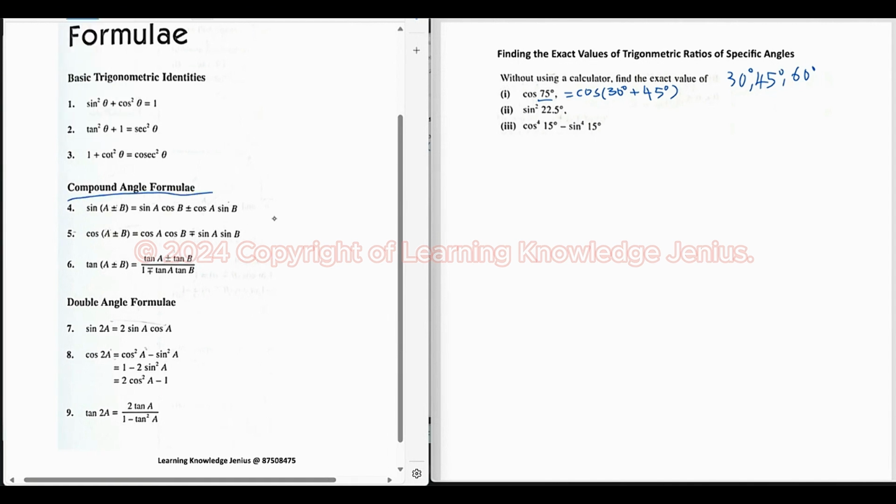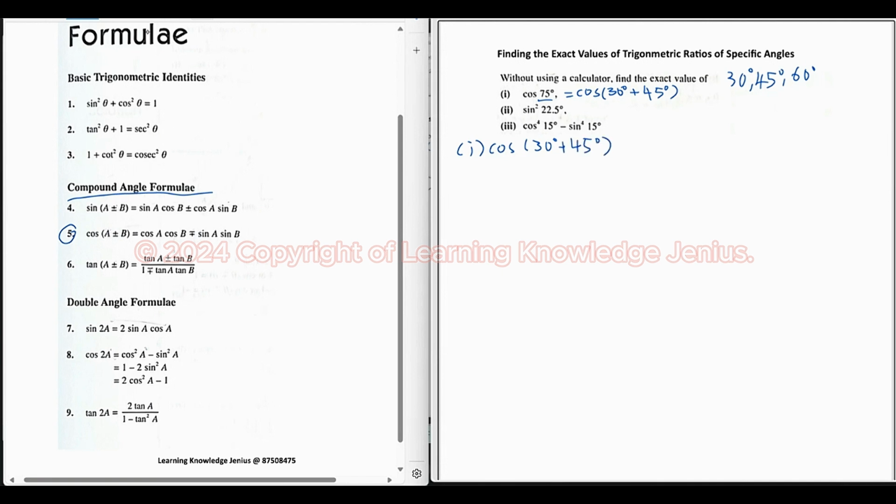So for this one, it is cosine 30 plus 45. I will use formula number 5 here. Just be careful, this is a plus sign, and this will be a minus sign. Bear in mind the sign is opposite. So for part 1 here, cosine 75, which is equal to 30 plus 45, is equal to cosine 30 cosine 45 minus sine 30 degree sine 45.